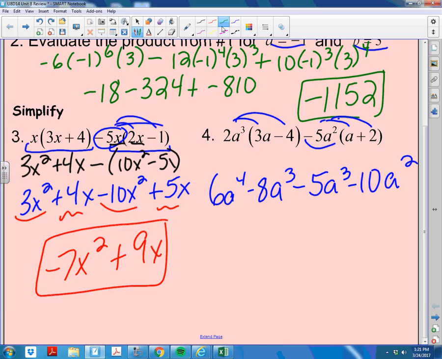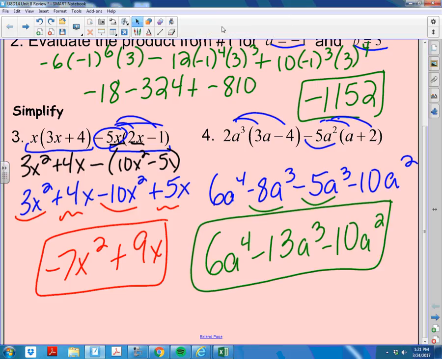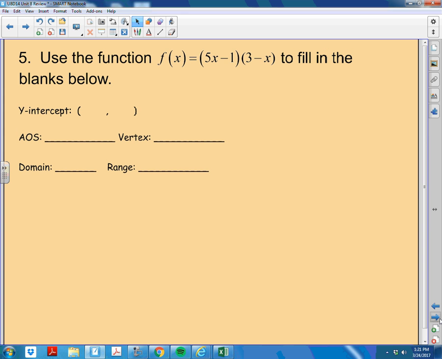And then when I combine my like terms, I end up with 6a to the 4th, minus 13a to the 3rd, minus 10a squared. That's your answer. Okay? Couple more. Number 5 says use the function to fill in the blanks below. What should you do first?